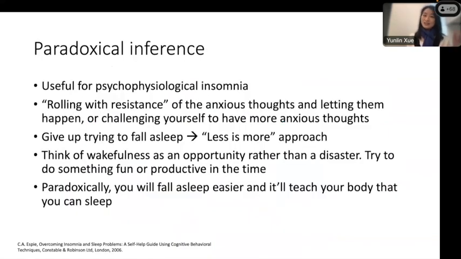There's this interesting technique you can use called paradoxical intent, where you roll with the resistance of the anxious thoughts. So let it come. Let me think of more things that are making me anxious. What else? What else could go wrong? Challenge yourself, almost make it into a game. Because the more you resist, it's almost like don't think of a white elephant. You're almost making yourself not think of those things.